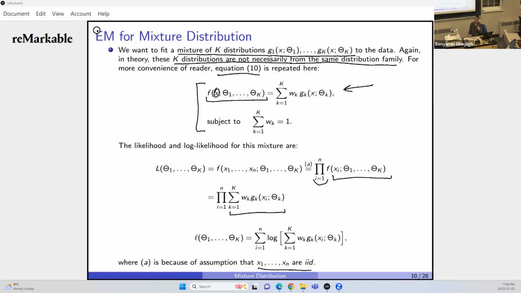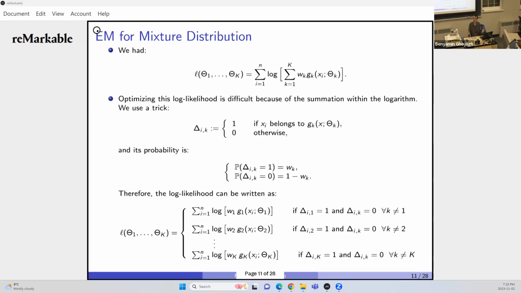Now I take the log likelihood, because this multiplication is a pain in the neck, right? So the logarithm of multiplication becomes summation of logarithm. As a result, I will have this. Of course, we have two summations. One of the summations here is over the points. The other summation is over the distributions, right? Interrupt me if you need more explanation in any part, okay? So this is what we had.